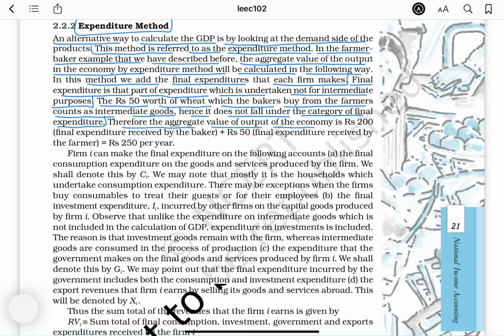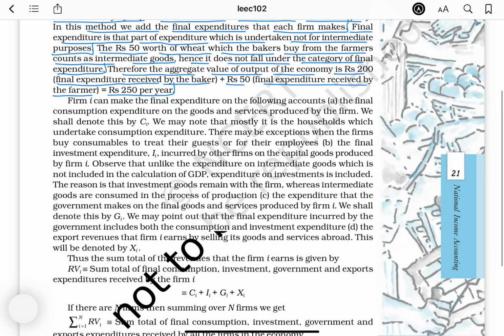Therefore, the aggregate value of output of the economy is rupees 200 final expenditure received by the baker, plus rupees 50 final expenditure received by the farmer, rupees 250 per year. Firm i can receive the final expenditure on the following accounts. A. The final consumption expenditure on the goods and services produced by the firm. We shall denote this by Ci. We may note that mostly it is the households which undertake consumption expenditure. There may be exceptions when the firms buy consumables to treat their guests or for their employees.